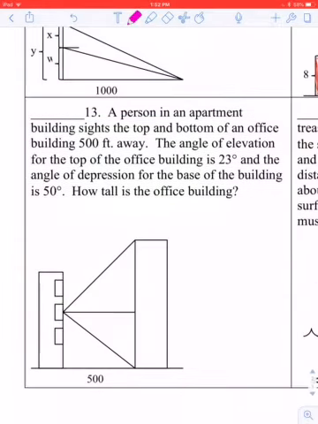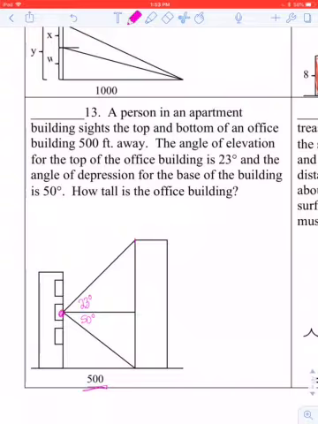So for number 13, it looks like a lot going on. Good thing they drew your picture. So a person is in an apartment building, so they're right here. And they cite the top of the building 500 feet away. So it's a good thing they put the 500 there for us. And the angle of elevation for the top of the office building is 23 degrees. So I'm looking up to the top. And the angle of depression for the base of the building is 50 degrees. So that would be right there. And they want to know how tall the building is.